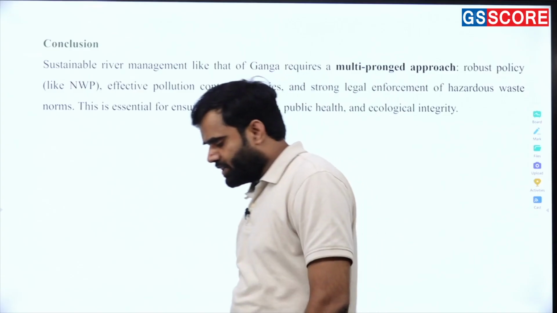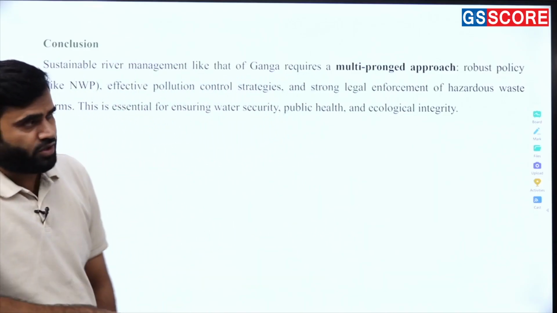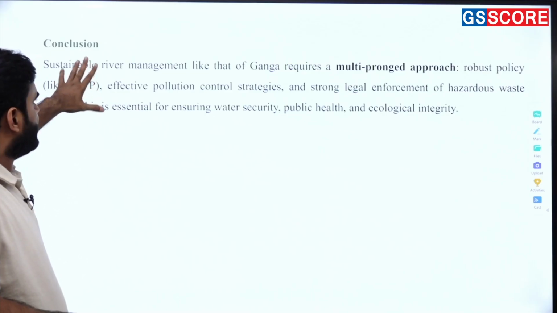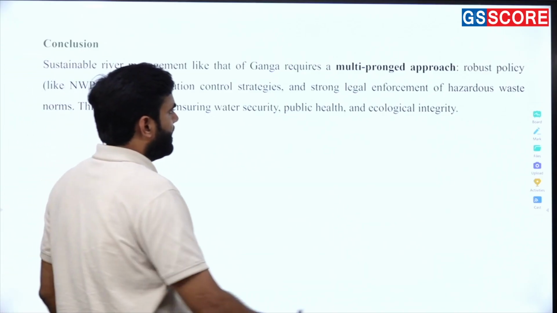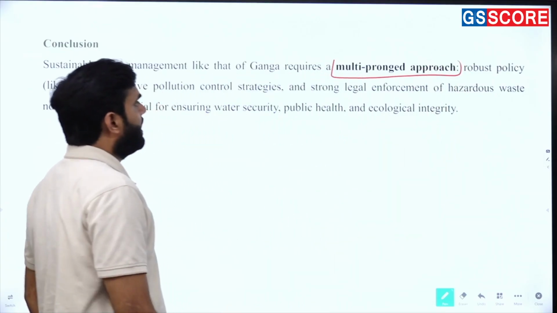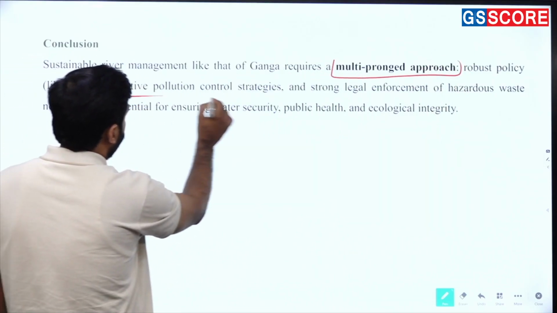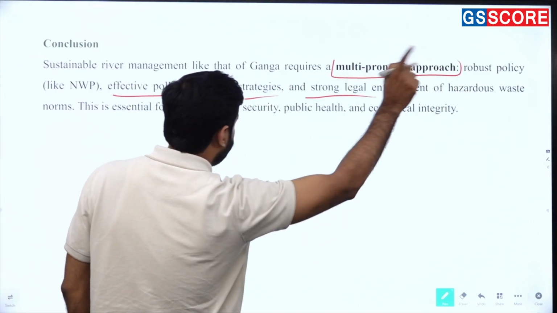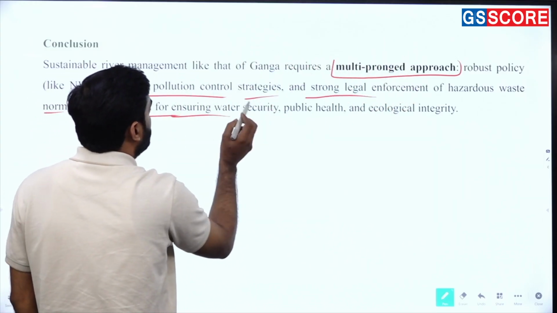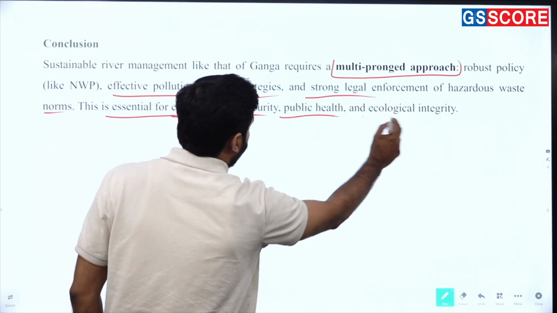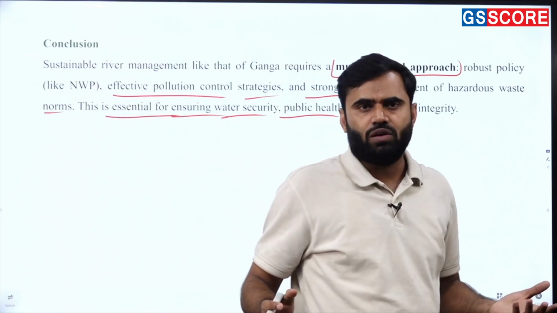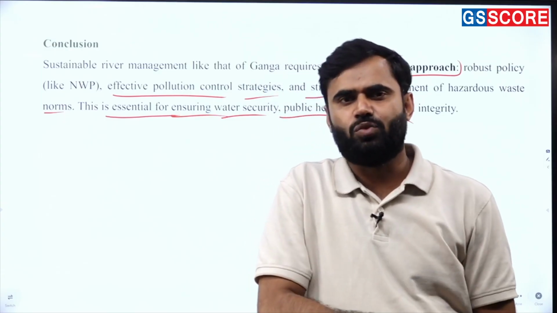Now let's move toward the conclusion. It is one of the most important parts of our answer. Look, we have hardly 3 lines of conclusion. Sustainable river management, like Ganga, requires a multi-pronged approach. Look, this is the idea and suggestions. Robust policy, effective pollution control strategies, strong legal enforcement of hazardous waste norms. This is essential for ensuring water security, public health, and ecological integrity. So with the help of all these words, I concluded my answer smoothly.